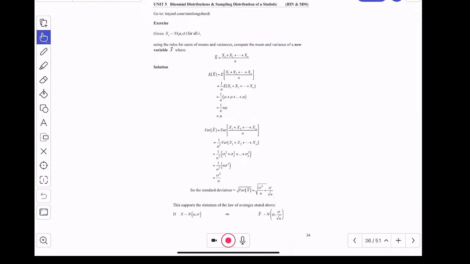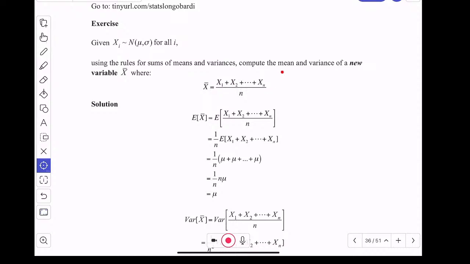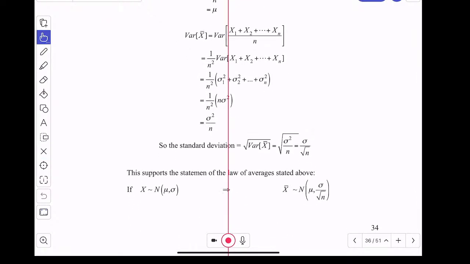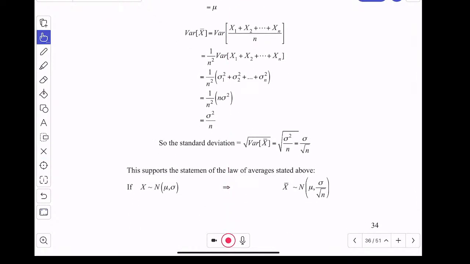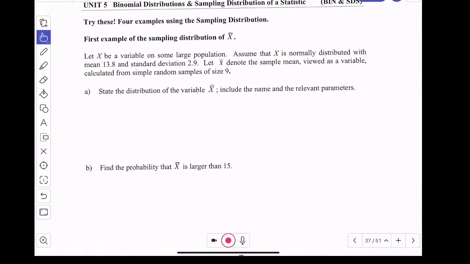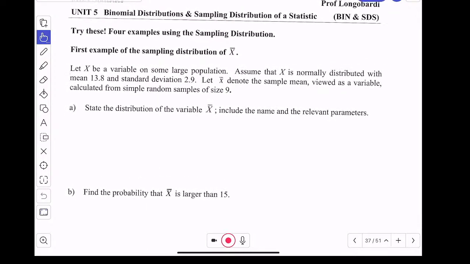I prove it here, and I'm not going to test you on this, but I prove those results that the mean of x bar is going to be mu, and the standard deviation of x bar is going to be sigma over root n. I actually prove it using the rules of means and variances. All right, so let's apply this, and then you guys can work with trying to understand what I just talked about. Let's apply this to some questions.